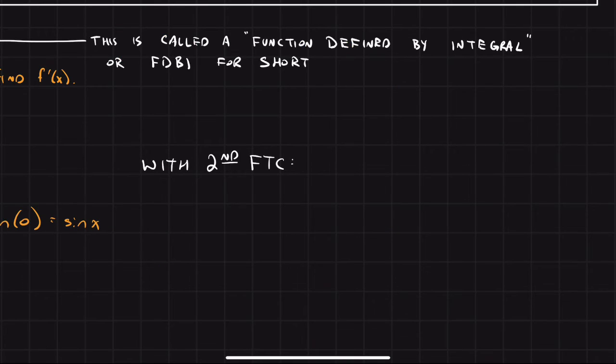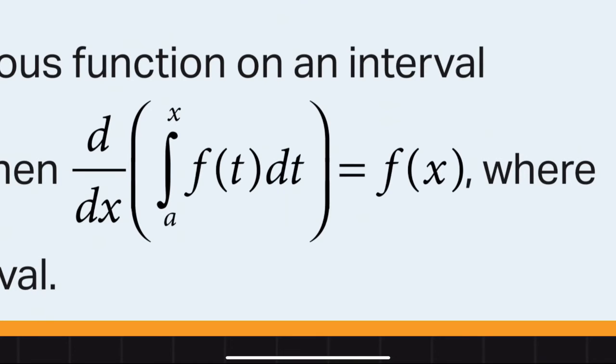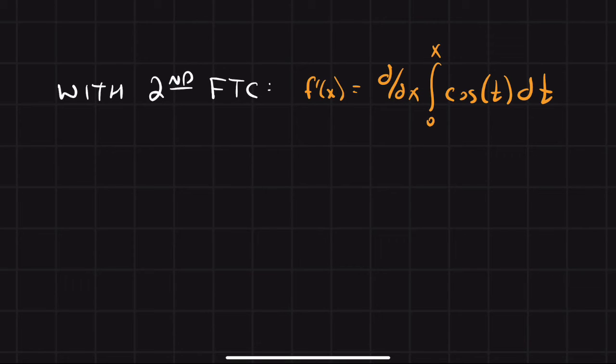Now let's look at how much faster it is by using the second fundamental theorem of calculus. We want to find f prime of x, which would just be the derivative of that integral. Well, the second fundamental theorem of calculus says that the derivative of the integral is just equal to the function itself with that top variable plugged in for t. So then the function inside the integral is cosine of t. The bottom boundary is a constant, 0, and the top boundary is the variable x.